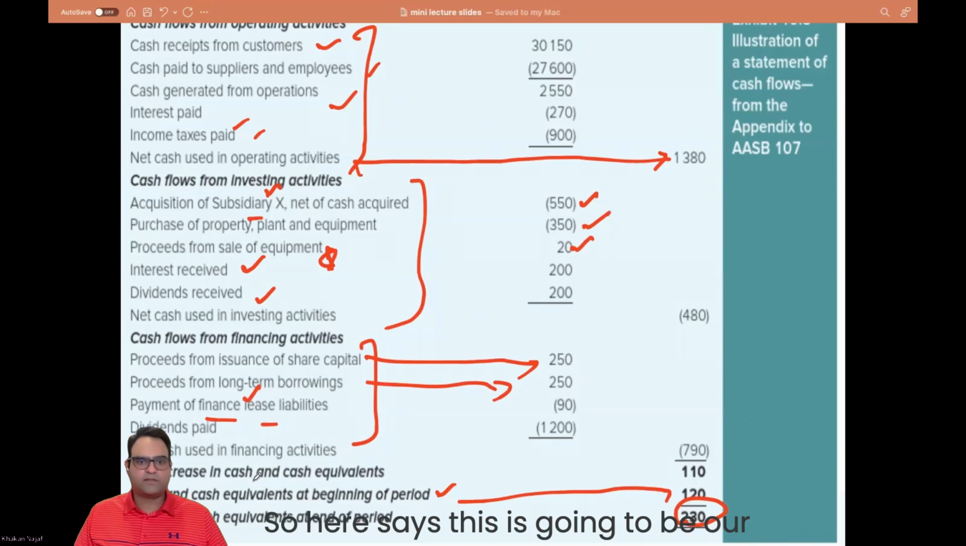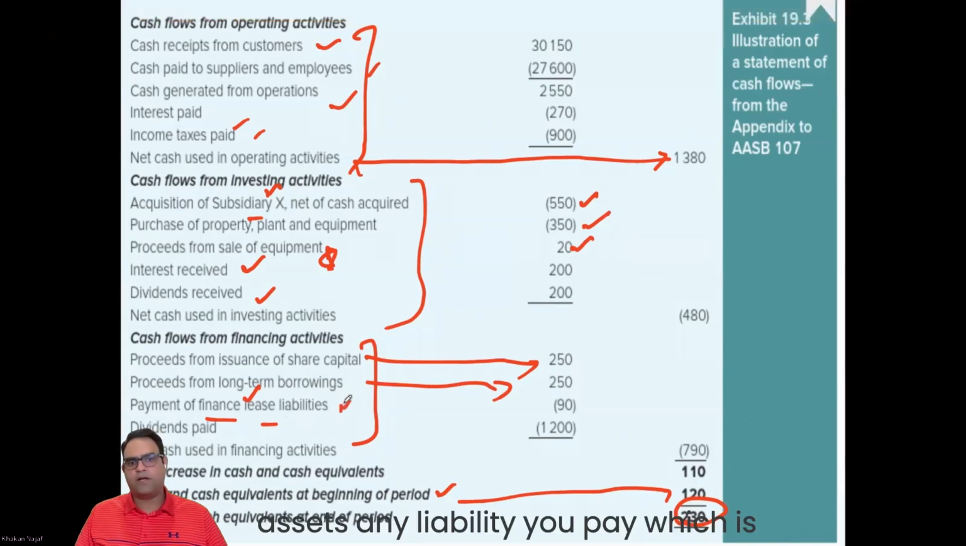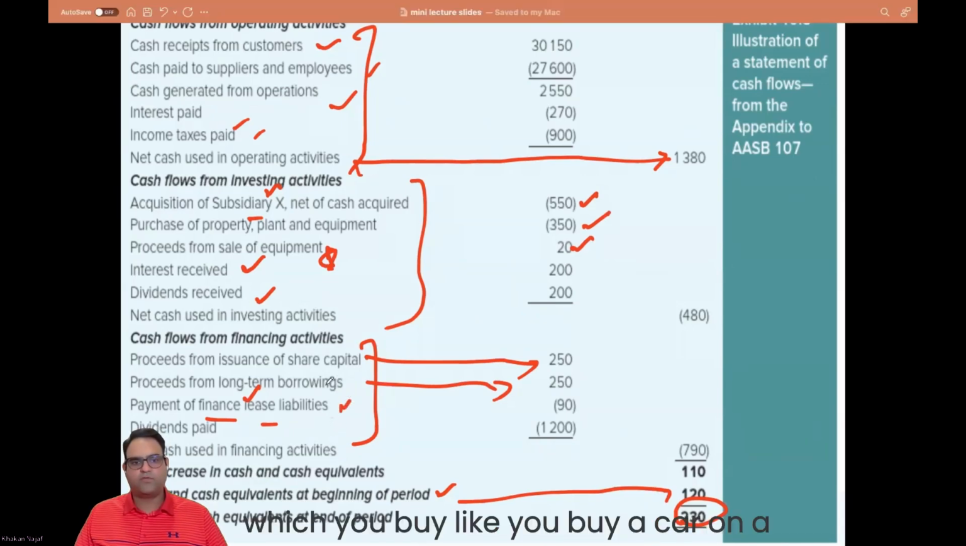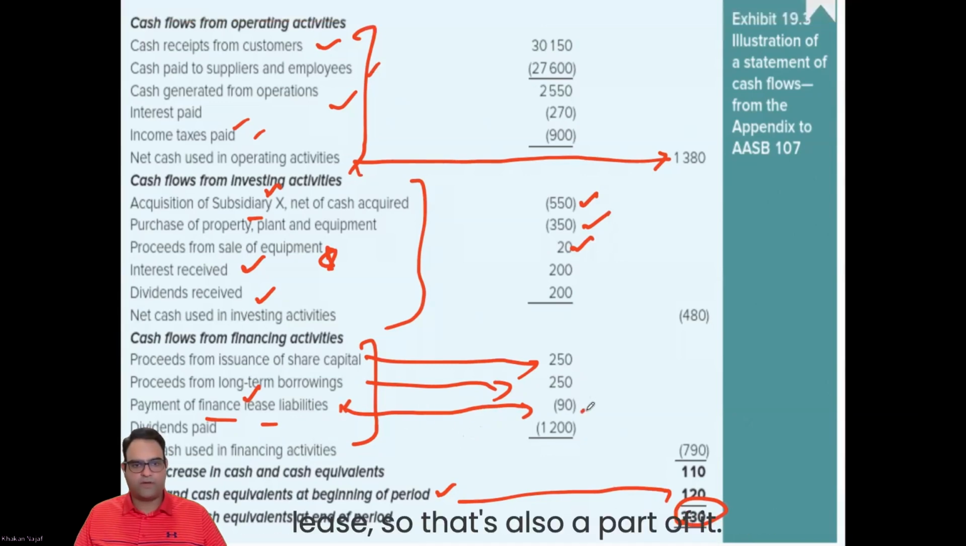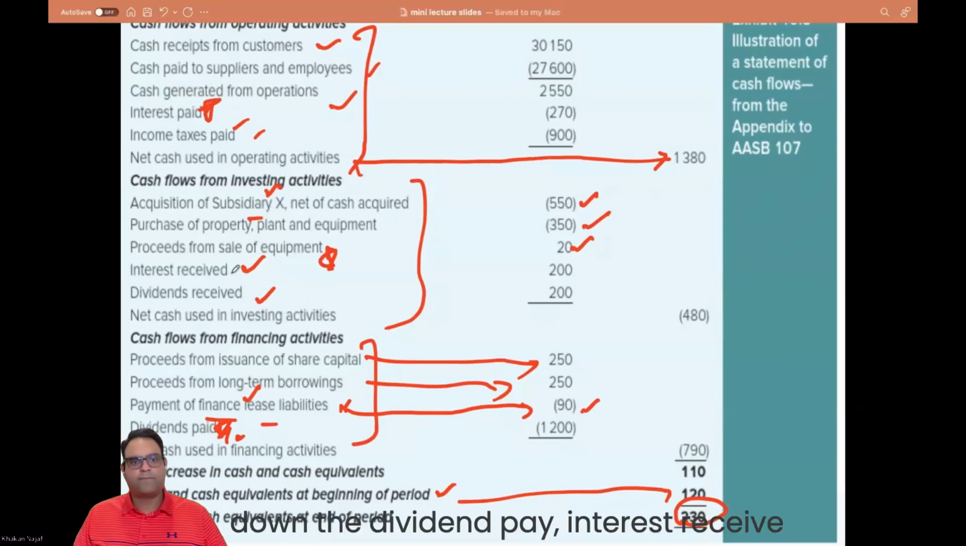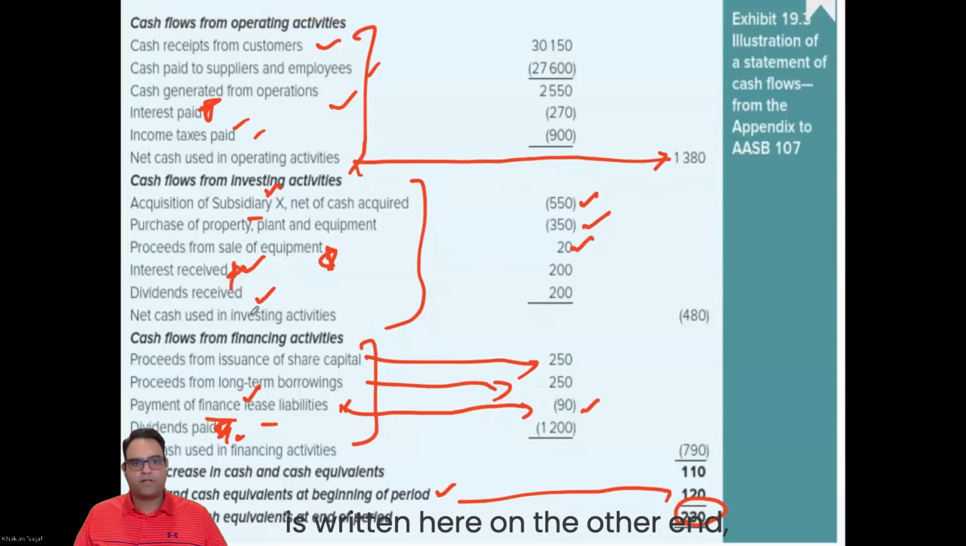So there are two types of lease. So here says this is going to be our asset. Any liability you pay, like when you buy a car on a lease, and by the end of this lease period the ownership will be transferred to you, is called a financing lease. And you make an installment, a monthly installment or a yearly payment, on the financial lease. So that's also a part of it. Any dividend paid is written here. Interest paid is written here. Interest received is written here on the other end. A dividend received is written on this side.